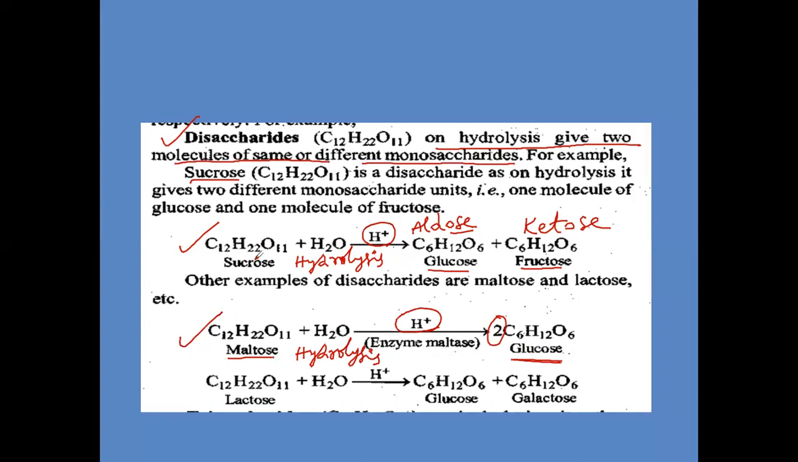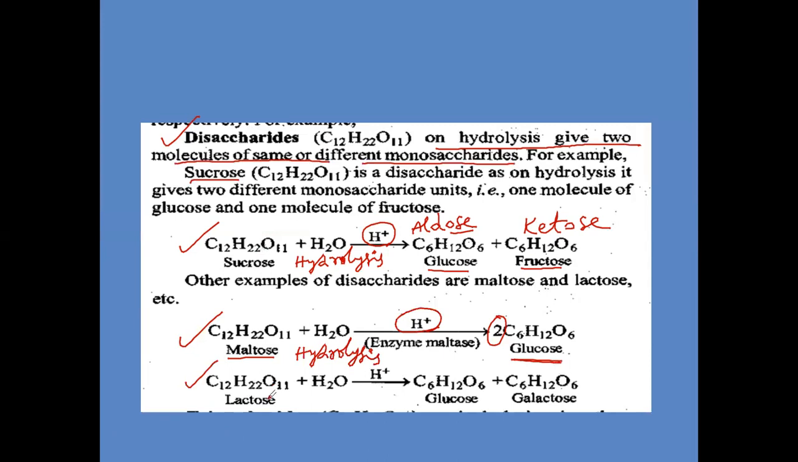But 1 mole of sucrose is giving what? 1 mole of glucose and 1 mole of fructose on the hydrolysis process. Next, one more disaccharide example, what? C12H22O11. See, the 3 molecules, sucrose, maltose and lactose, all are having the same molecular formula, you see.